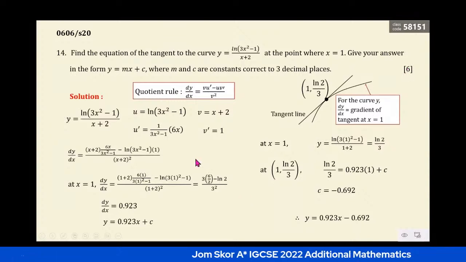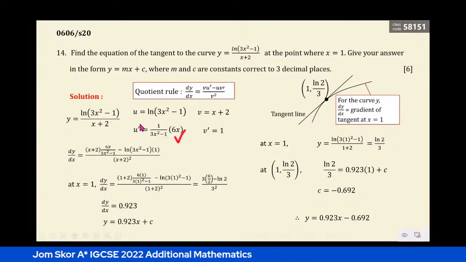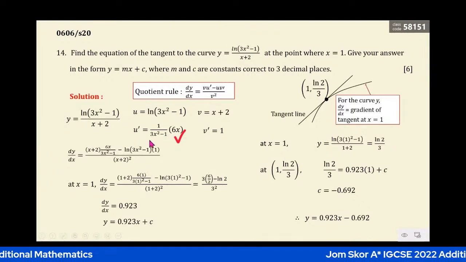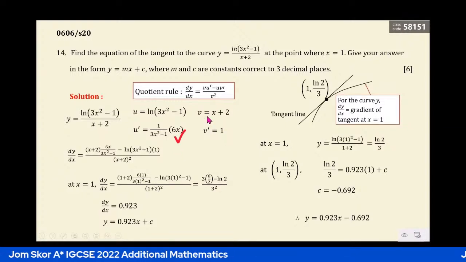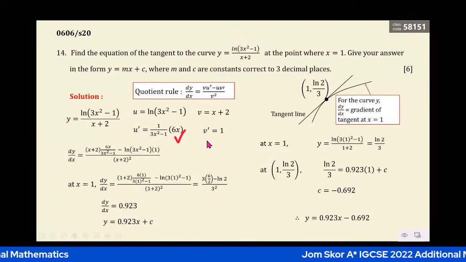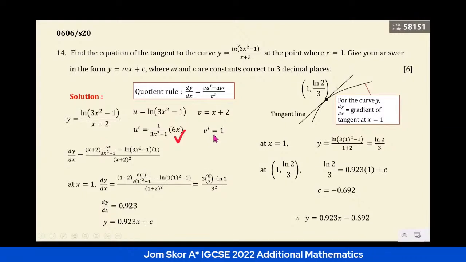Okay, so where is the first mark? The first mark is here, U prime. Okay, at U prime, you are correct, you differentiate ln to get this one. So you will get 1 mark. For V prime, you don't get a mark because you differentiate x plus 2, it is so simple, right. So nothing will be awarded for this one.